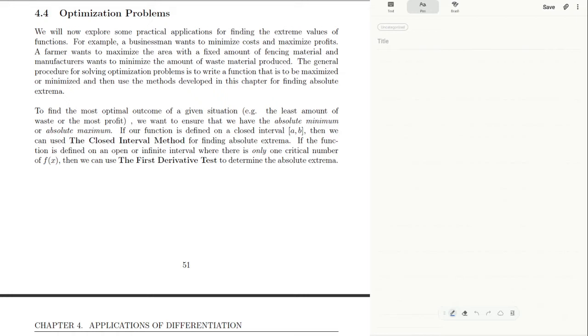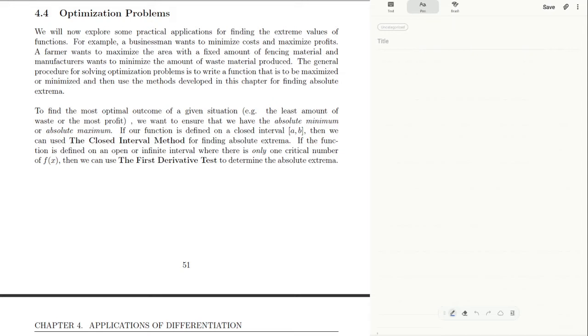A farmer may want to maximize the amount of area that they can enclose with a fixed amount of fencing, and manufacturers may want to minimize the amount of waste material produced. Now, the general idea behind optimization problems is that we're looking for an absolute minimum or absolute maximum of a function. And we know that if we're given a closed interval for our function, then if the function is continuous, it will have to achieve an absolute maximum and an absolute minimum somewhere inside that interval.